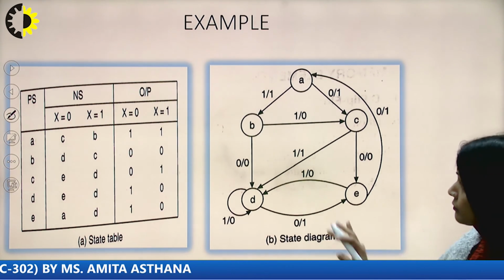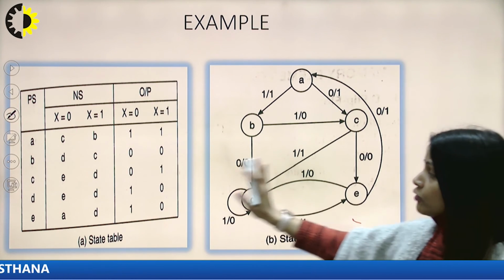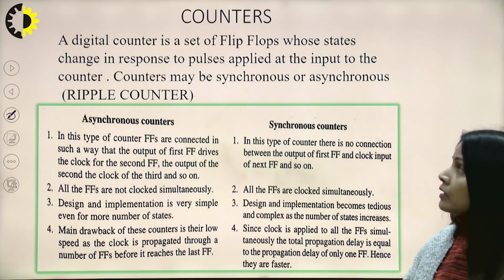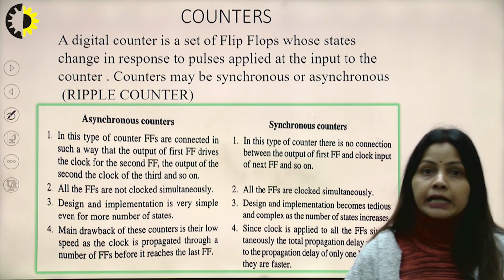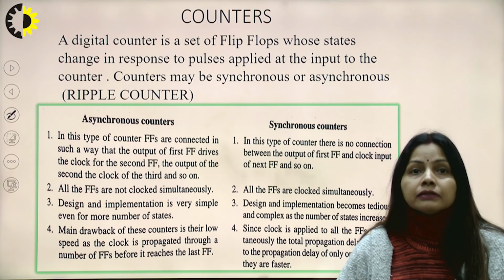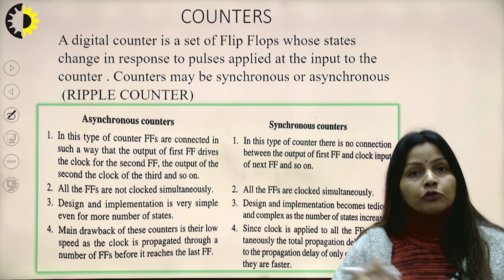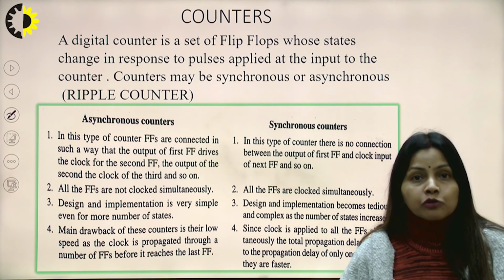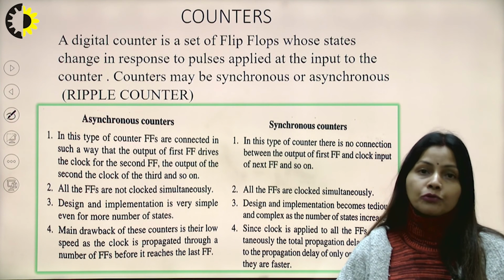So here this type of state table will give you the diagram in this way, and from the state table we can draw the state diagram like this. Now, what is the use of the state diagram and writing the state table? So here the application of the state diagram is designing the counters. Coming to the counters, after discussing the state diagram and state table, there are two types of counters. First is asynchronous counters and second one is synchronous counters.